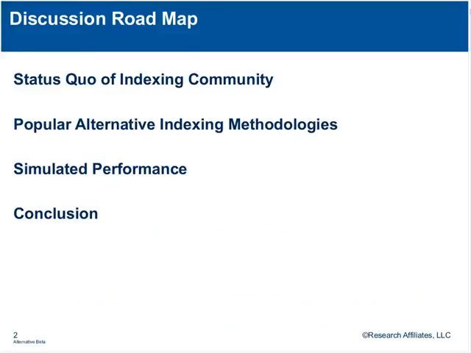The roadmap for this presentation: I'll first start with a discussion of the status quo in the indexing community. Then I'll introduce a wide variety of new alternative beta indexing methodologies, describing the intuition behind the methodologies, as well as some of the concerns that I have around some of the construction methodologies. Then I'll show the simulated performances of these methodologies, and at the same time provide you intuition as to the sources of the outperformance. And finally, I'll provide additional analytics and comparisons so that you can understand how to mix and match or how to compare and contrast these different methodologies.